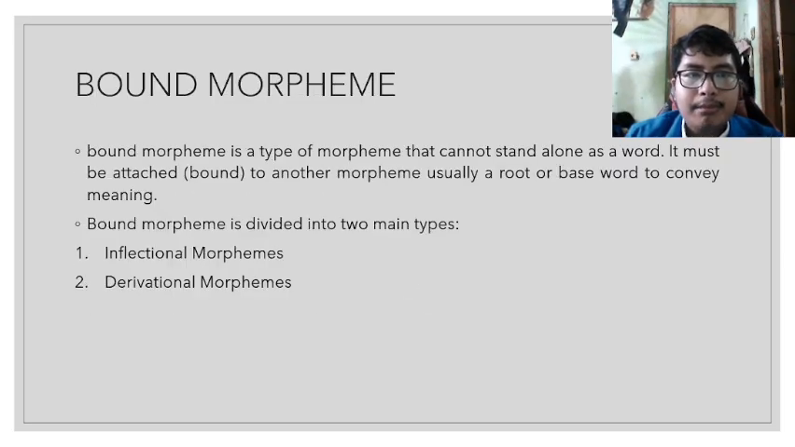Bound morpheme. A bound morpheme is a type of morpheme that cannot stand alone as a word. It must be attached or bound to another morpheme, usually a root or base word, to convey meaning. Bound morphemes are divided into two main types: inflectional morphemes and derivational morphemes.